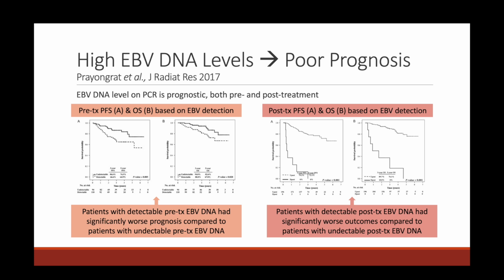And I think for now, the big takeaway here is the higher your EBV DNA level in the blood, the worse prognosis. And if it remains high after treatment is done, so after chemo-RT is completed, that is definitely a much worse prognostic factor.